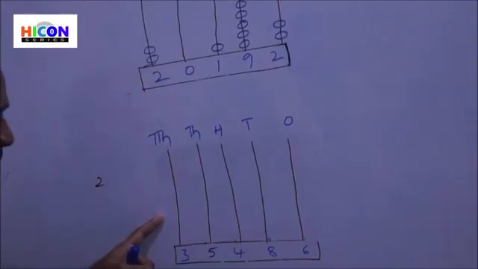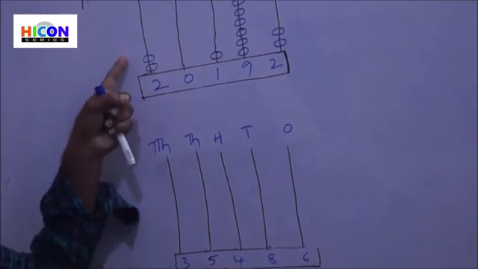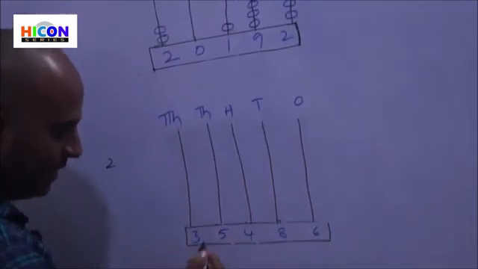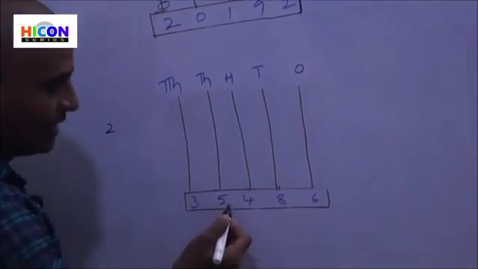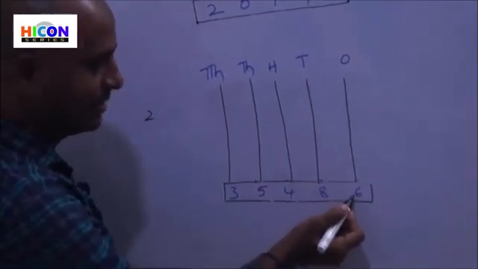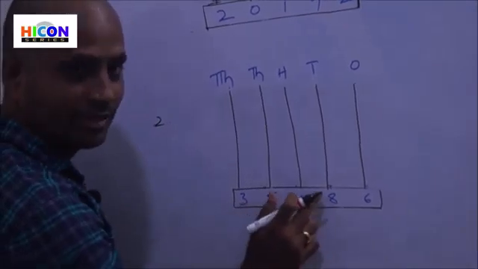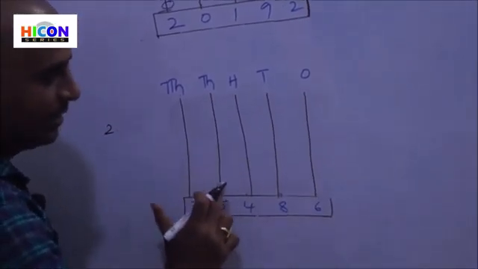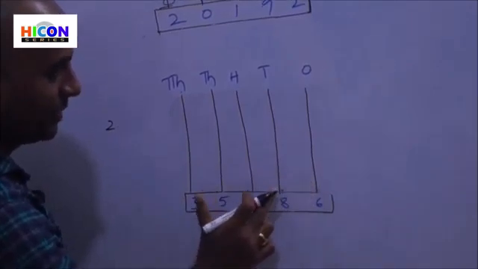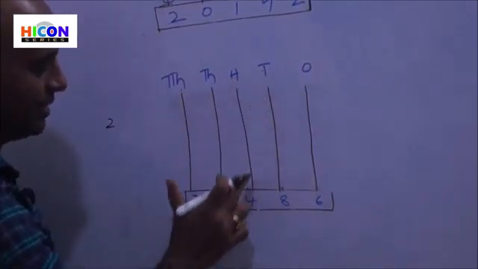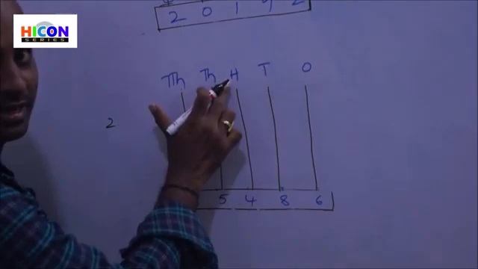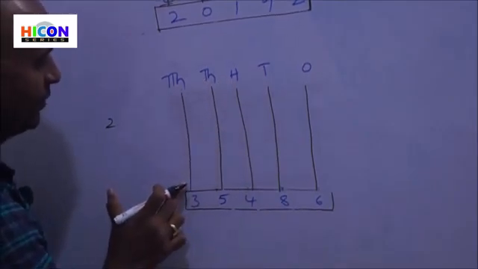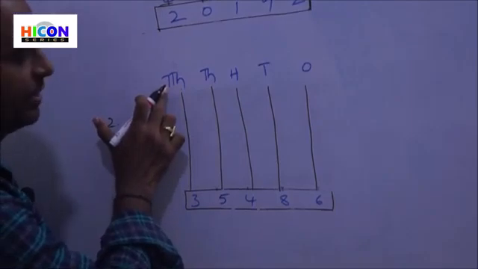This is in the same way, just like the first problem. So we have to represent this number. The given number is 35,486. The given number is a 5-digit number. That's why the abacus contains 5 sticks. The first stick is the ones place. The second stick represents the tens place. The third stick represents the hundreds place. The fourth stick represents the thousands place. And the fifth stick represents the 10,000s place.